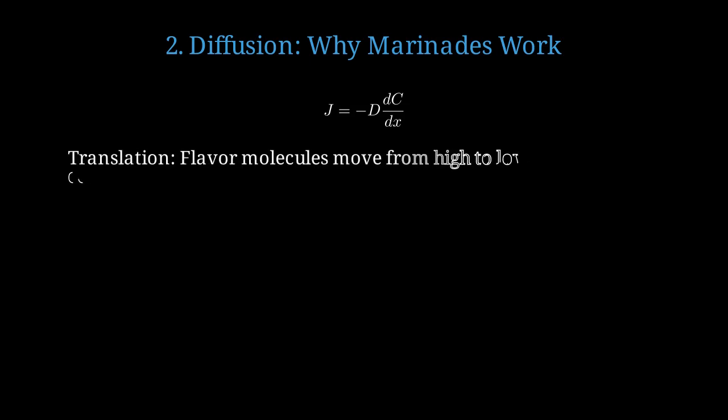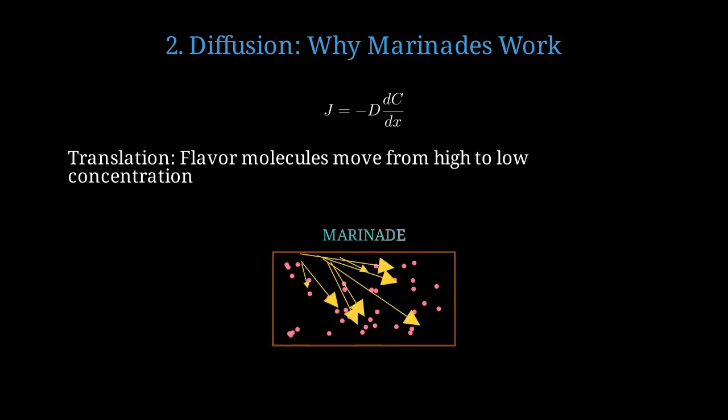Next, let's explore diffusion, which explains why marinades work. This is Fick's first law of diffusion. J is the diffusion flux, D is the diffusion coefficient, and dC over dx is the concentration gradient. In simple terms, flavor molecules move from areas of high concentration to low concentration. Picture marinating chicken. The flavor molecules from your marinade slowly diffuse into the meat, creating delicious flavor throughout.